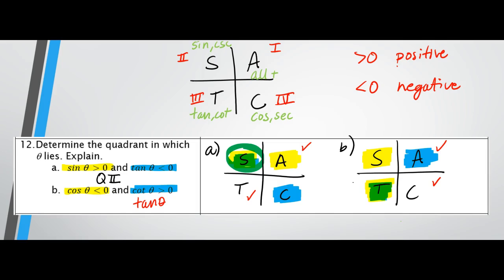That stands for tangent. Now I know I've been saying tangent, and on the paper it says cotangent, but the reason I'm talking about tangent is because they're the same. Tangent and cotangent are reciprocal functions, so wherever tangent is positive, so is cotangent. So if you look, quadrant 3 is where the two colors overlapped. I have both yellow and blue. So that means that my final answer for part B is quadrant 3.